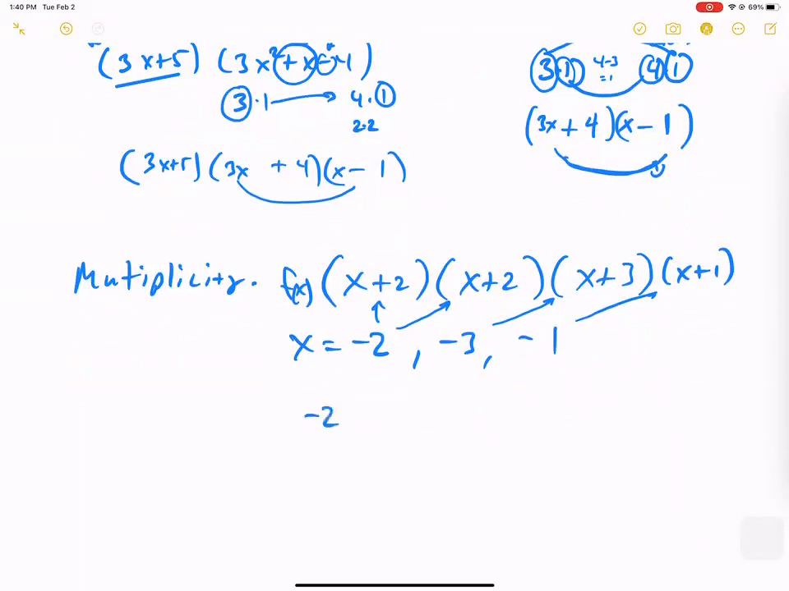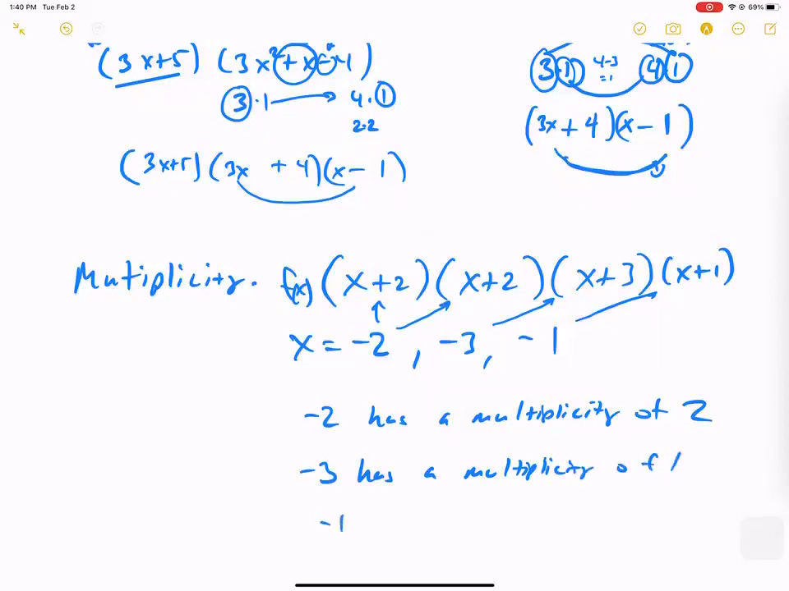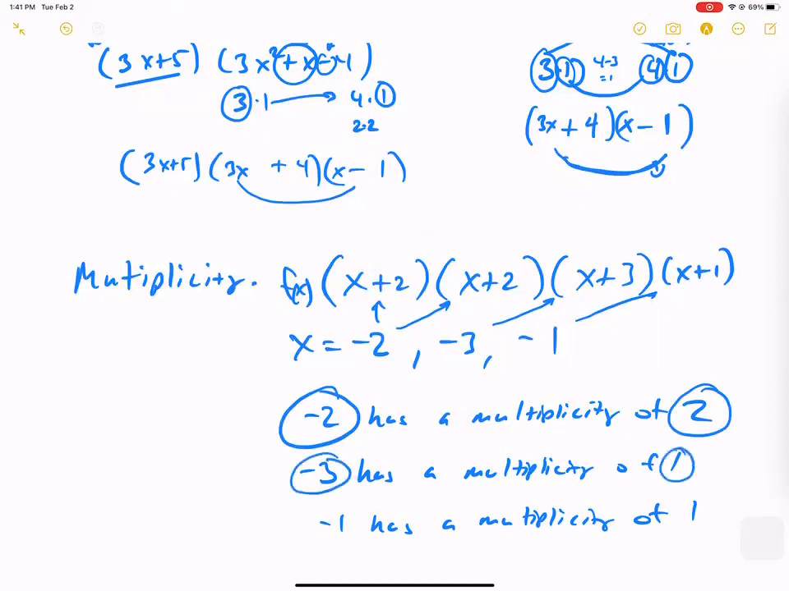So we see negative 2 has a multiplicity of 2. Negative 3 has a multiplicity of 1. Negative 1 has a multiplicity of 1. How many times was negative 2 your answer? It was 2 times. How many times was negative 3 your answer? 1 time. How many times was negative 1 your answer? 1 time.